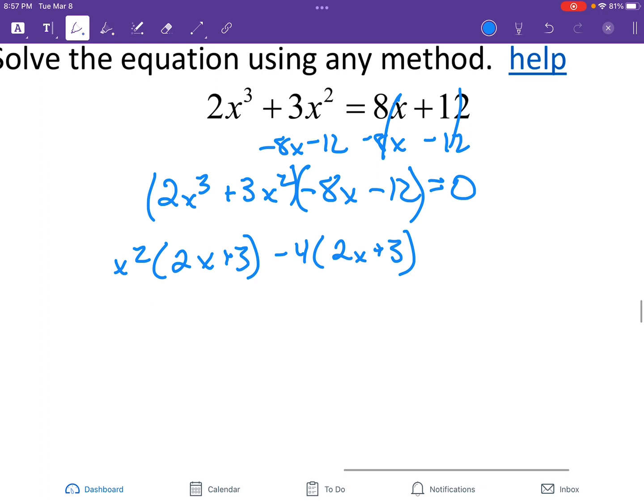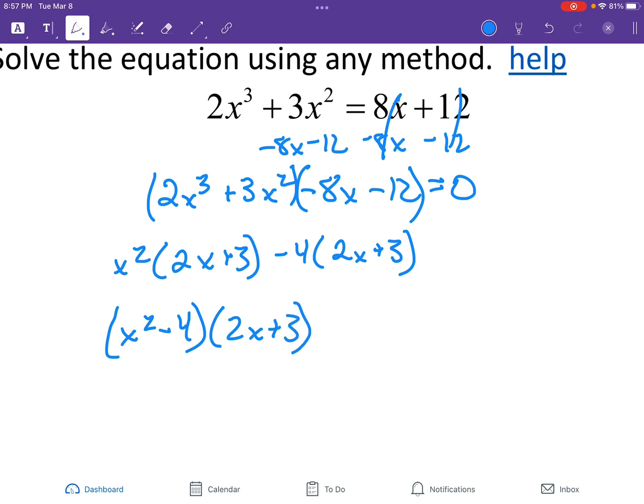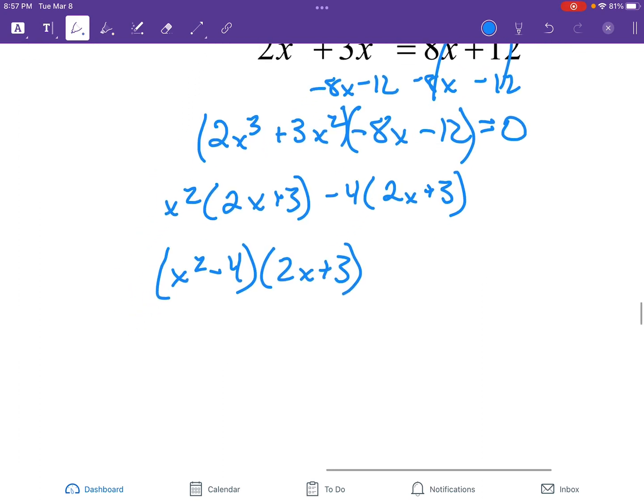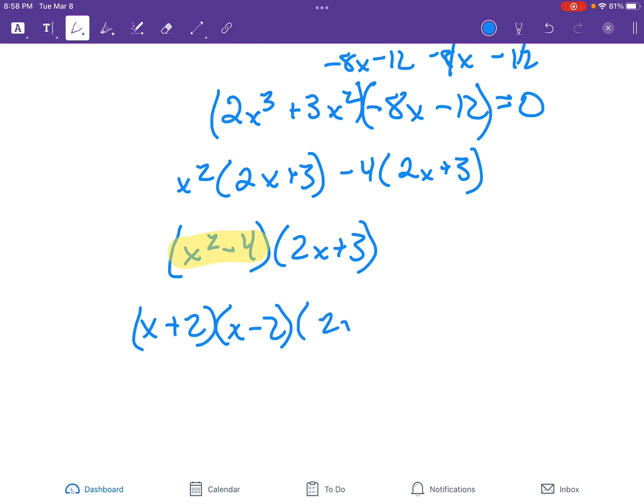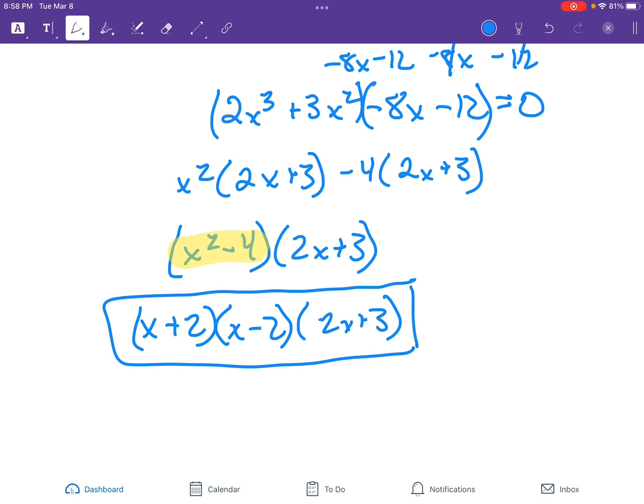So I'm going to take the stuff on the outside, the x squared minus 4, and the stuff on the inside to make almost my answer. The reason I say almost is because this, which you probably should have seen in one of the other problems above with the solving rational equations, is a difference of 2 squares. So I can factor that again. So I have x plus 2, x minus 2, and then the 2x plus 3 is left over. These are the 3 factors that make up the polynomial above.